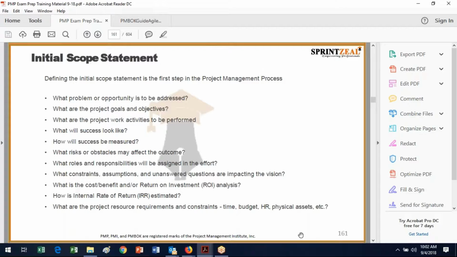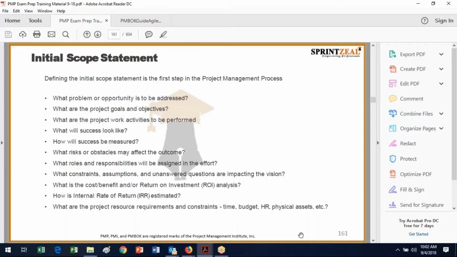Again, we need the roles and responsibilities, the unanswered questions that are affecting the vision, the cost benefit or return on investment analysis, because if the cost benefit, or the benefit cost, goes below 1, would that be an exit? Do we want to say, okay, exit here? And look at our return on investment. Again, we might want to estimate our internal rate of return and look at the project resource requirements.